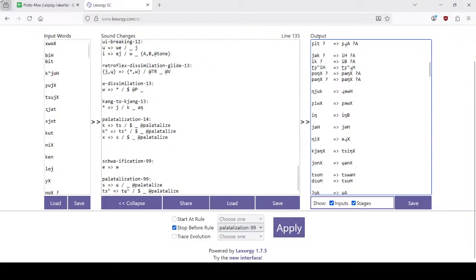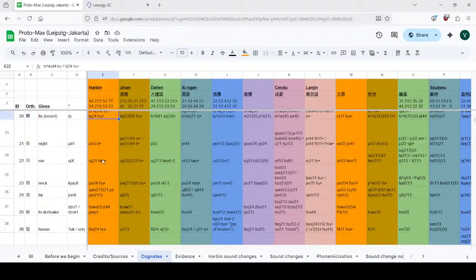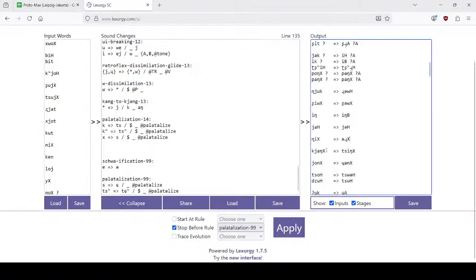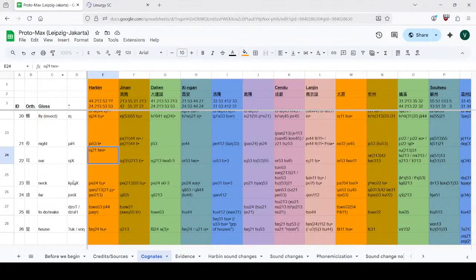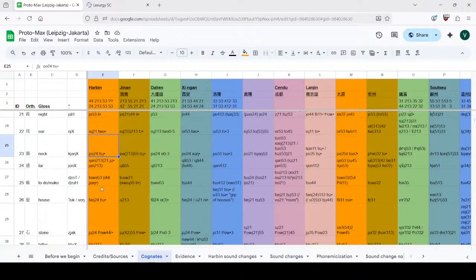Which one is this? Ni? Oh, ear. Ni becomes r, and this is an allophone of 213, so that checks out. Yang becomes jing, but it's not a word that's attested here. Instead, this is a non-cognate form. Far goes from yon to yuan, or yon to yuan.